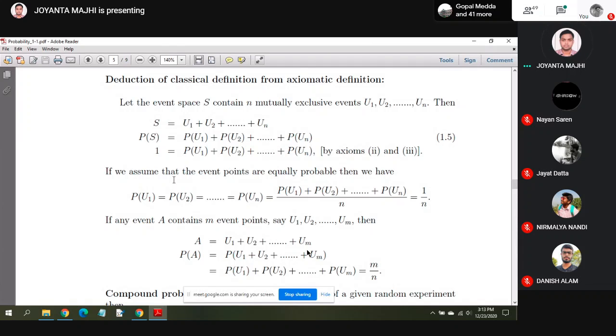That is, here we consider a fair random experiment, that is, all the events are equally likely. That is, the probability of an event as an outcome is the same. Therefore, probability of U1 is equal to probability of U2 is equal to 1 by n, as n is the total number of events. We consider that A is an event containing m event points.